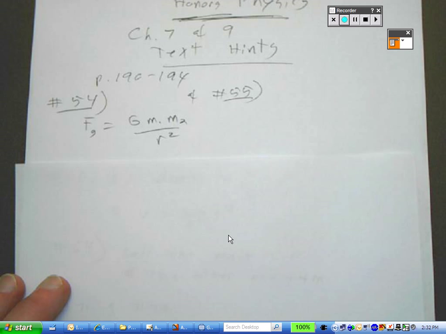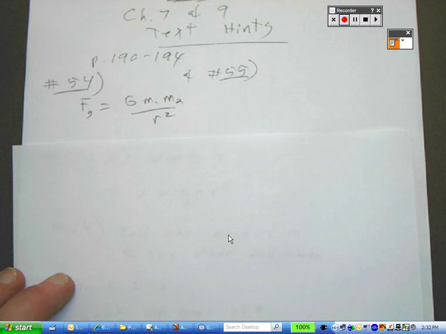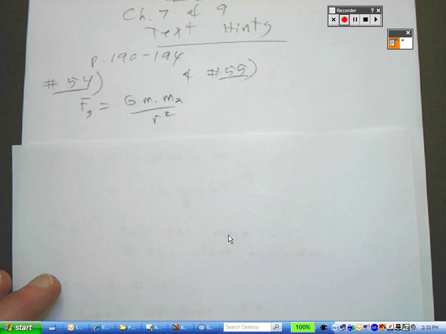Remember, the best way to do this is to have the book in front of you, look at a particular problem, push pause while you solve it. It seems to me the idea is to be working on the problem at the same time as you see my hints, but however you want to use it. Look at number 54. It asks you to find the force of gravity that the sun exerts on Jupiter.